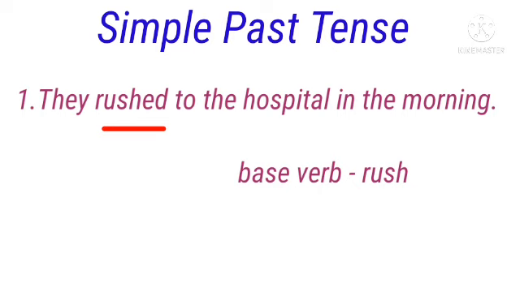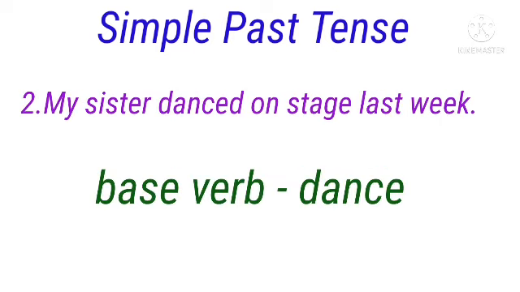And the second sentence, my sister danced on stage last week. In the sentence, which is the verb? Yes, danced, D-A-N-C-E-D. So the action is already completed. Which is the base verb of danced? Yes, that is dance, D-A-N-C-E. So here we need to add D with the word dance. So the past tense is danced. My sister danced on stage last week.